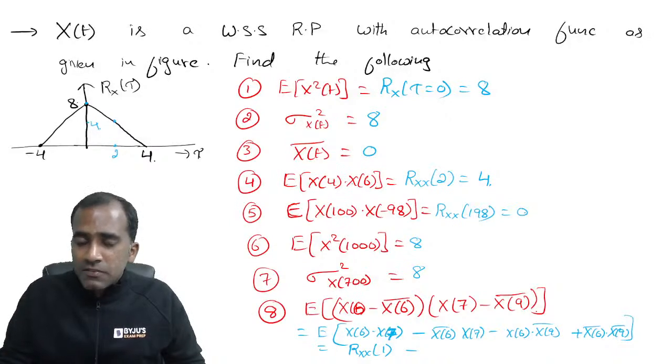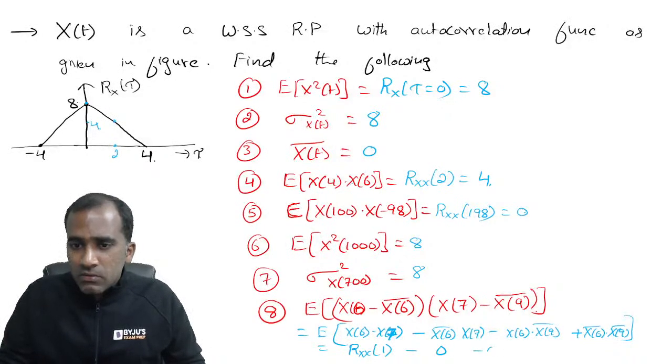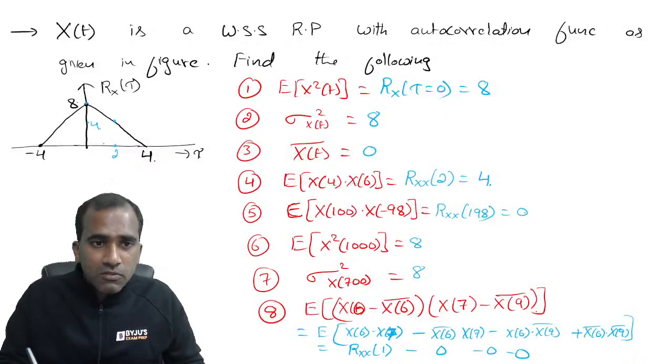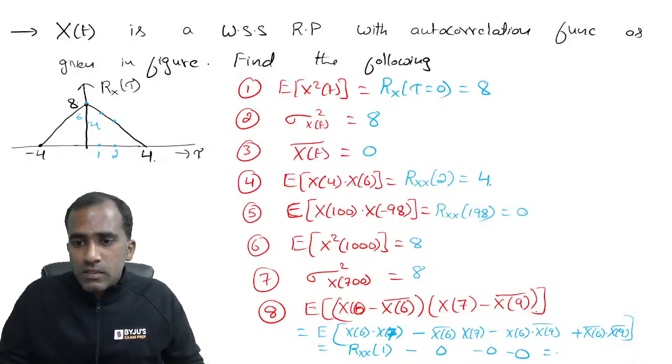Minus x bar of 6 is a constant, correct? Or else it is 0. It's more simple. This is 0. X bar of 9 is 0. X bar of 6 and x bar of 9. Mean is 0 at any time. So the answer is finally rxx of 1. What is the value at 1? Value at 1 will be 6 units. Very good. So the answer is 6 units.